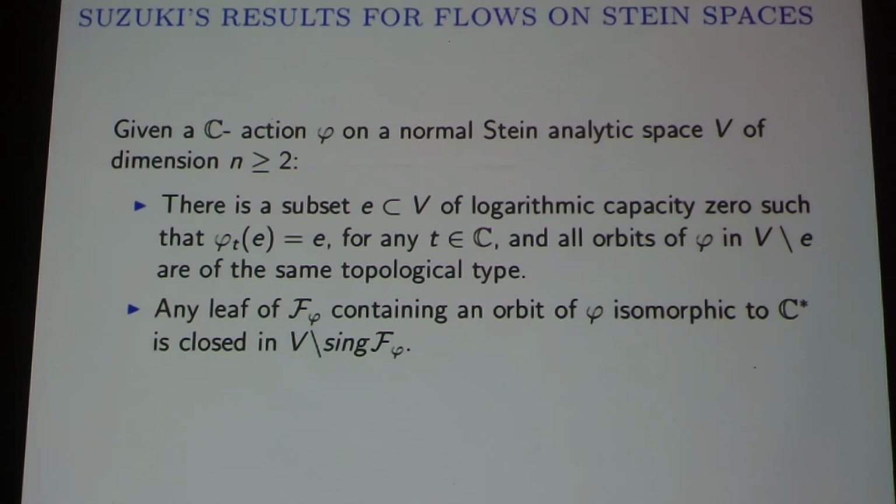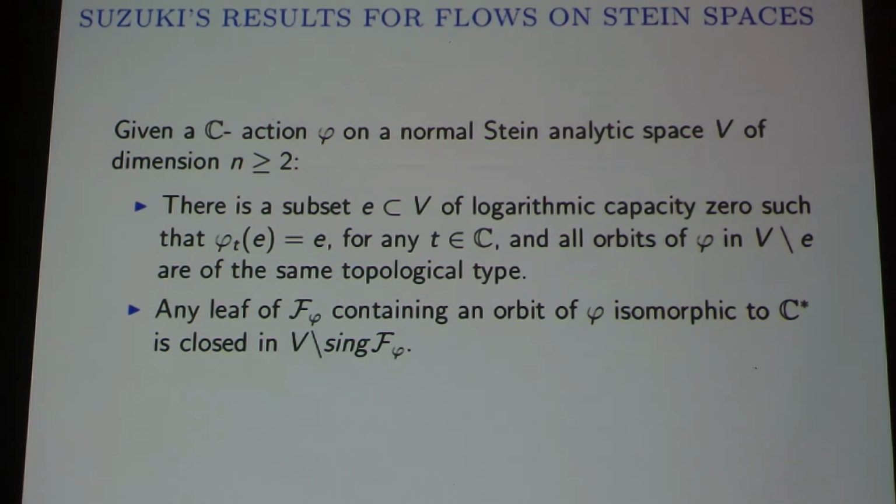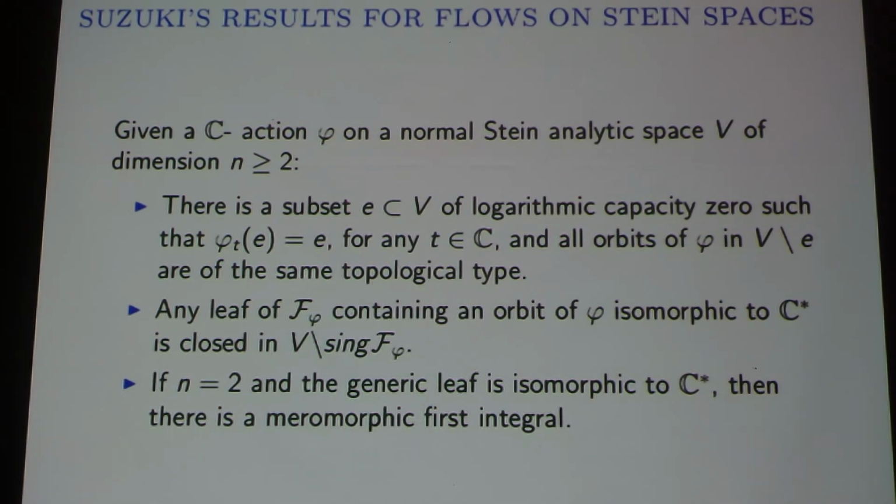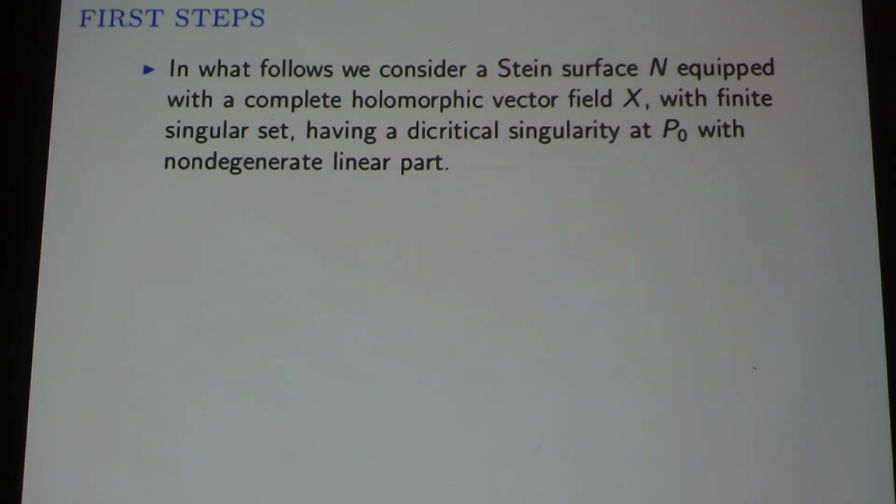He also proves that when you have a flow, any orbit of type C star is closed outside the set of singularities. Actually, if you remove the singularities, using Remmert-Stein theory, each C star orbit is contained in an analytic curve. So the periodic orbits, like in the real case, are closed. This is for a flow on a Stein space. So in dimension 2, Suzuki's result says that if the generic orbit is periodic, then you have a holomorphic first integral. This is a corollary of a much more powerful theorem that he has about parabolic foliations. Anyway, for us it's enough to say that if the generic orbit of a holomorphic flow on a Stein space is periodic, then you have a holomorphic first integral on the whole Stein space. We are going to use this to prove our global linearization theorem.